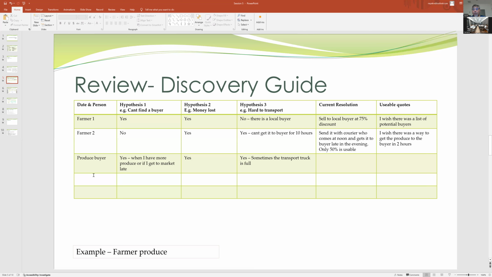Do you have a problem? Why is it that you don't buy 100% from the farmer? Well, the problem is I cannot sell it to people who are buying if I buy 100% of the produce from the farmer.